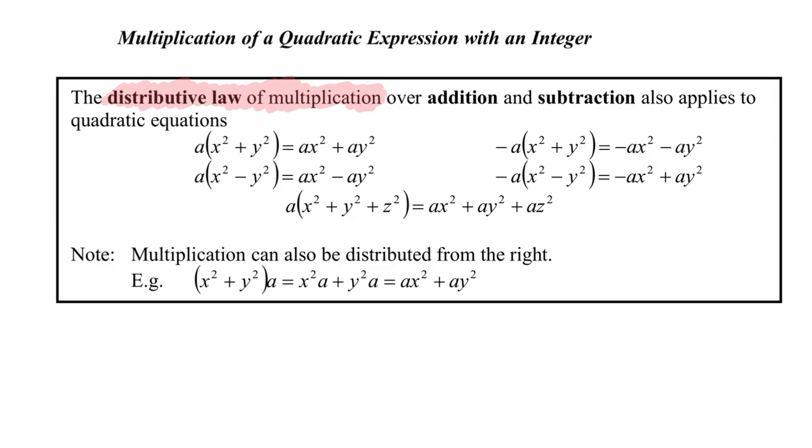So if we have a times this bracket of the quadratic expression x squared plus y squared, and for these 4 or 5 examples here, you will see that we just need to distribute by multiplying the a to all the terms. So if it is negative a, it is the same. I multiply in to each of the terms, and they will give me the respective values. Okay, so this is basically what this video is trying to share.